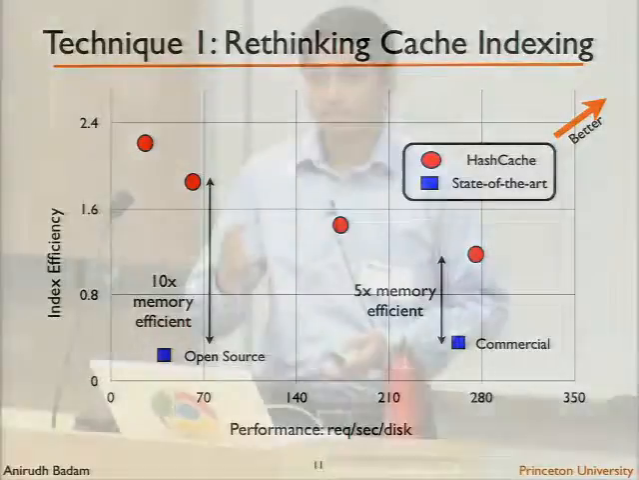So here's an overview of the HashCache techniques. There are 8 policies in the paper. I'm going to be talking about 3 policies in the talk, but 4 of these policies are actually given. The y-axis is the indexing efficiency. You could think of it as how efficiently they are using DRAM, and the x-axis is performance. As you can see, there are varying policies of HashCache that can actually match the performance of open source systems at 10 times and at the same time are 10 times more memory efficient. And there are also versions of HashCache which are actually 5 times more memory efficient than state-of-the-art commercial systems, but still able to match the performance.